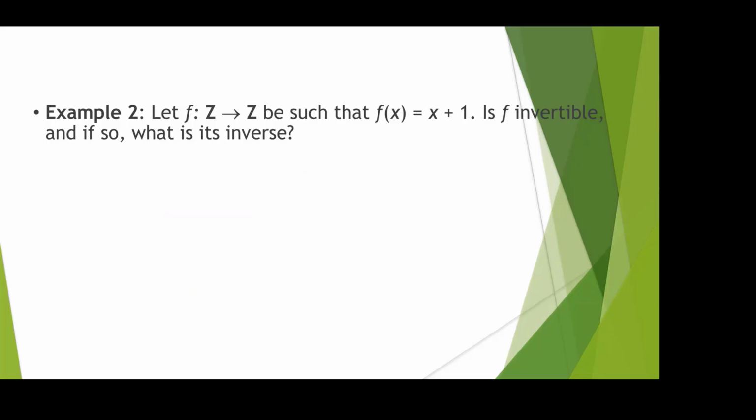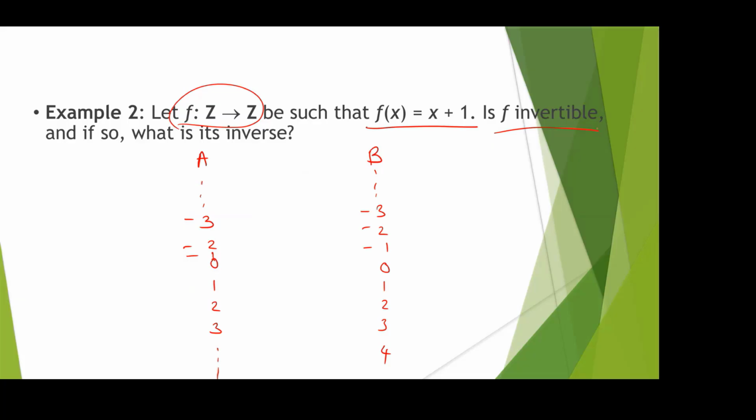Now here is another example. Z to Z. So now it is again the set of integers to the set of integers, and this is my function. Obviously we cannot list the whole integer set, but we will assume that it goes from some negative numbers and it will keep going. Similarly for the codomain, we will say the same set: 0, 1, 2, 3, 4, and it will keep on going. So is f invertible, given that the mapping happens from integer to integer?